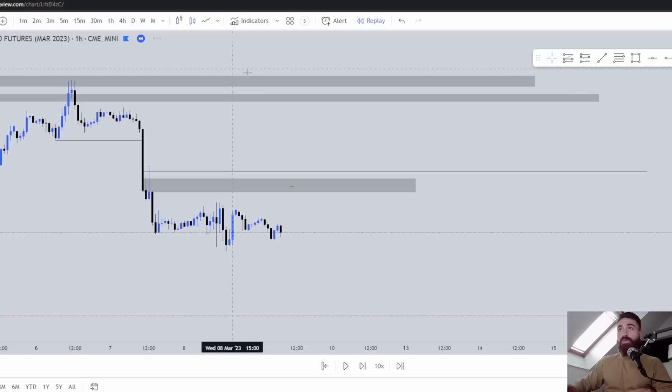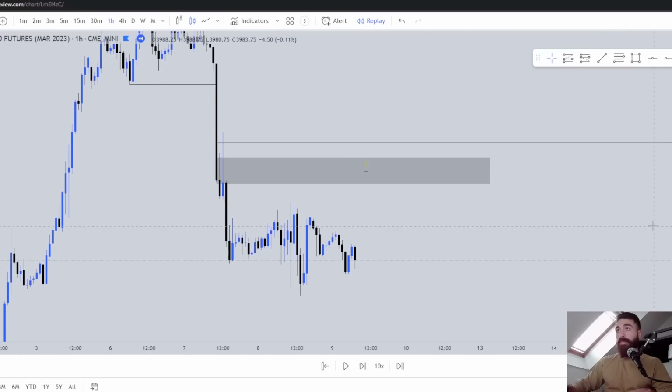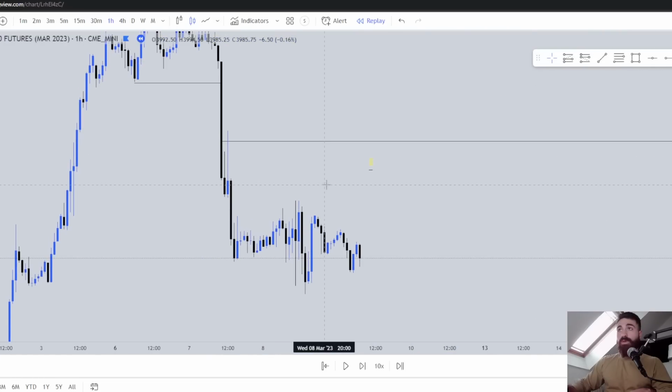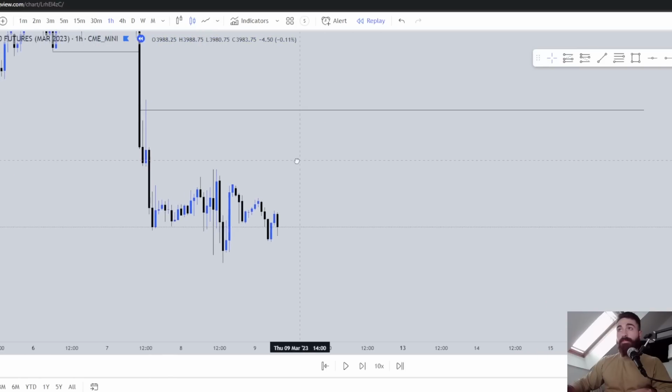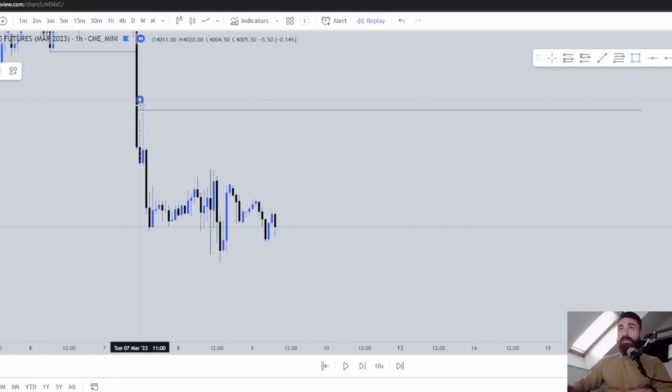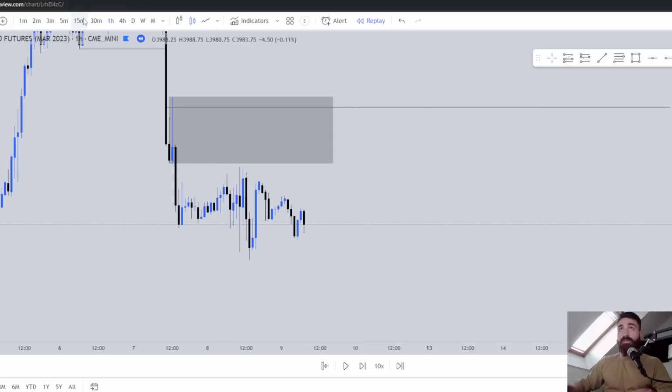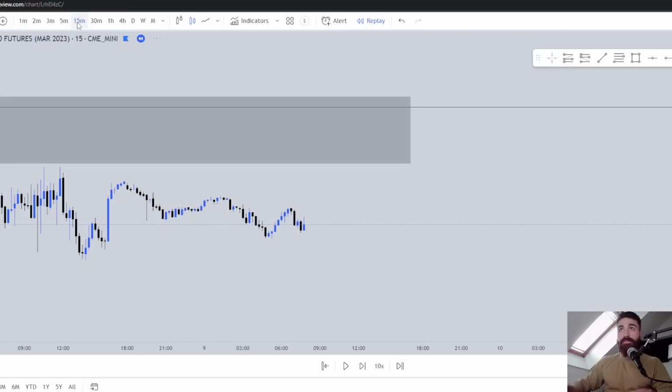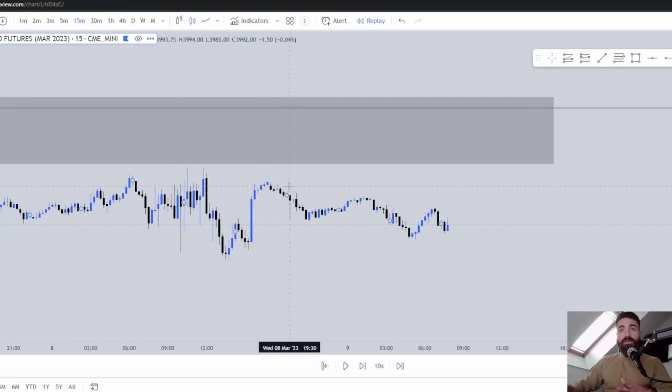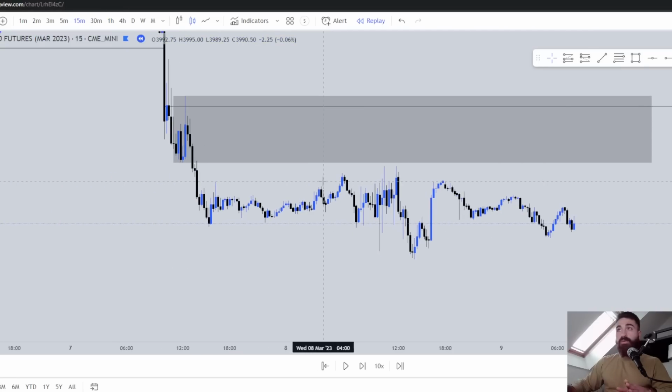But if we go lower to the 1 hour, we can see that we have this area right here. This area is really big as an order block, so we want to make it even smaller. We're gonna go lower. So what we are doing right now is defining our supply area in order to go to lower time frames and find the entry that we need, because we know we are bearish, we know we want to continue lower.